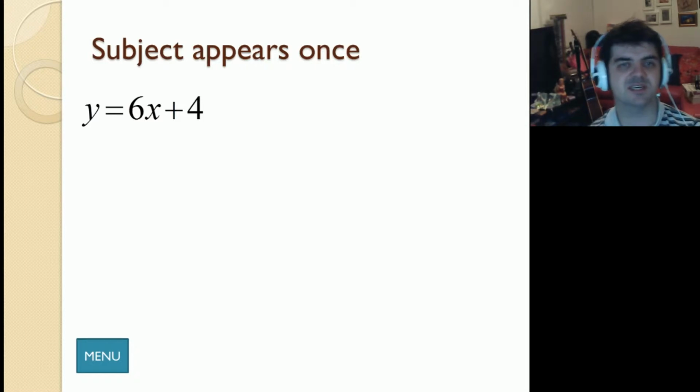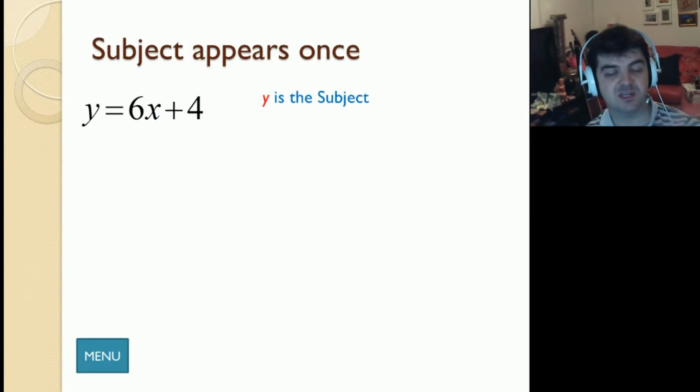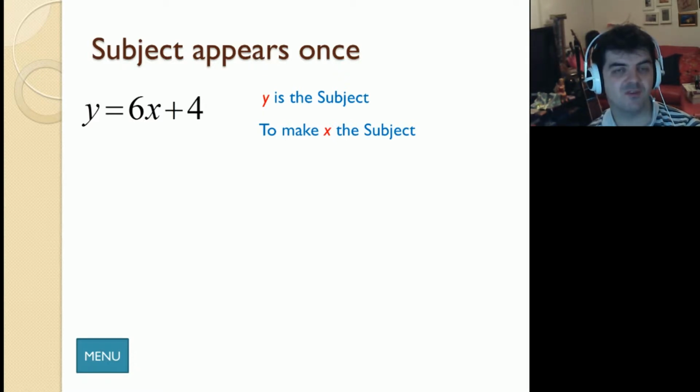What about this? Y equals 6x plus 4. What's the subject of the formula in this question? Y is the subject because it's y equals everything else. We want to make x the subject. The order in which you do this is very important, and it's the reverse of BODMAS, and there's two ways to think about it. I've seen some ways where it says the thing that's furthest away from the x you deal with first, and that can get a bit confusing.